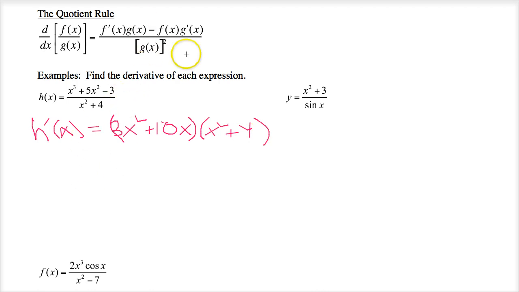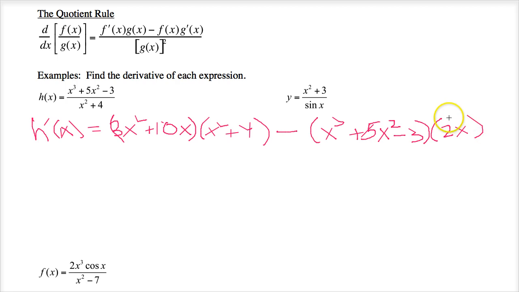Now, minus, which is new to this rule, leave the first one alone, x to the third plus 5x squared, sorry, I know my handwriting is off, times the derivative of the second one, which is 2x. Okay, so far. And then you're going to do all over, so this big fraction bar, the denominator squared, which is x squared plus 4.